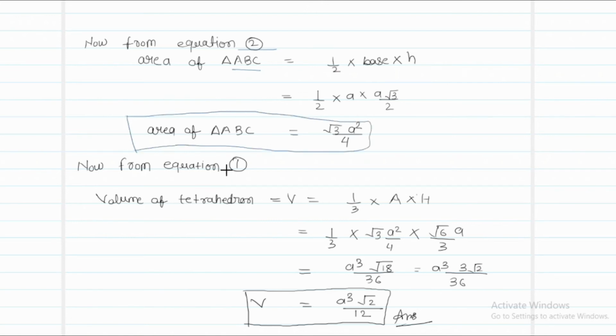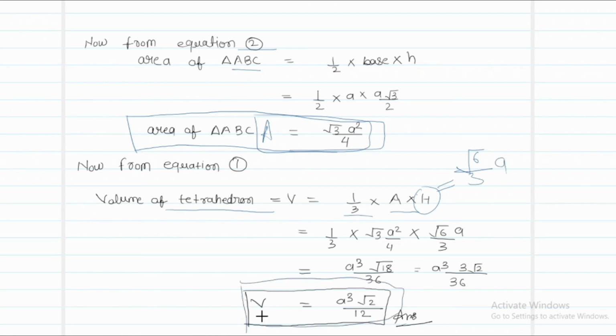Now we will put all the values in equation 1, which is the volume of the tetrahedron, 1 upon 3 into A into h. The value of A is root 3 upon 4 a square and the value of h is root 6 upon 3 a. So we have the volume of the tetrahedron, which is a cube under root 2 upon 12.